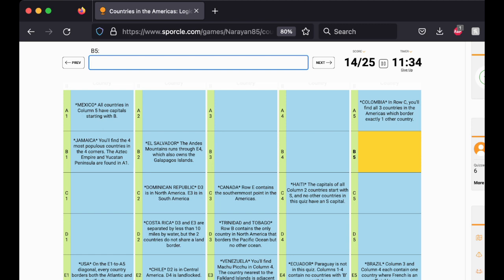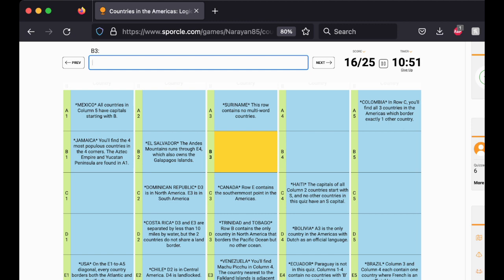Okay, so now D2. D4 is landlocked. Now Paraguay is landlocked, however, it's not in this quiz. So that would lead me to believe that D4 is Bolivia. A3 is the only country in the Americas with Dutch as the official language. So that would be Suriname. Row A contains no multi-word countries.